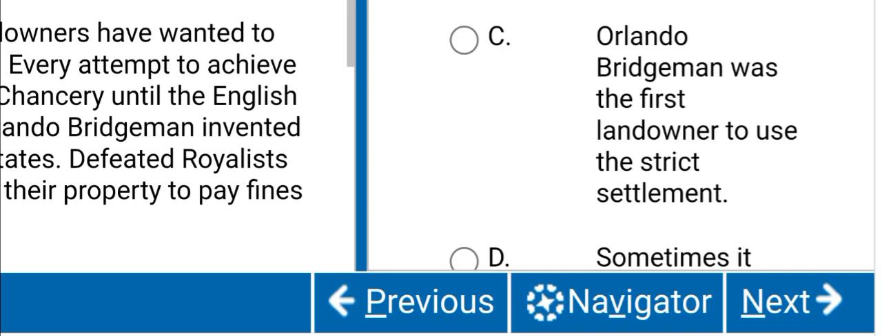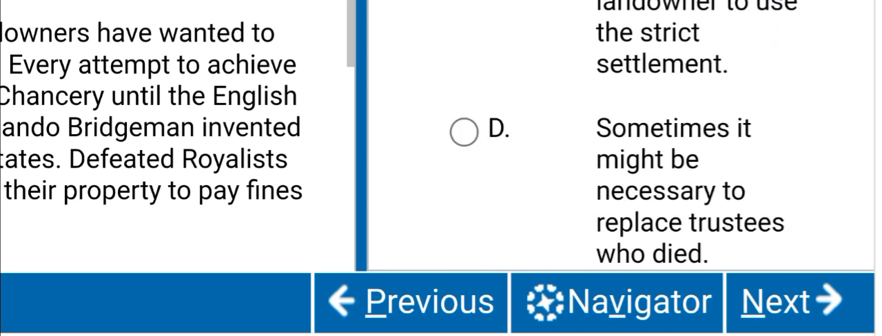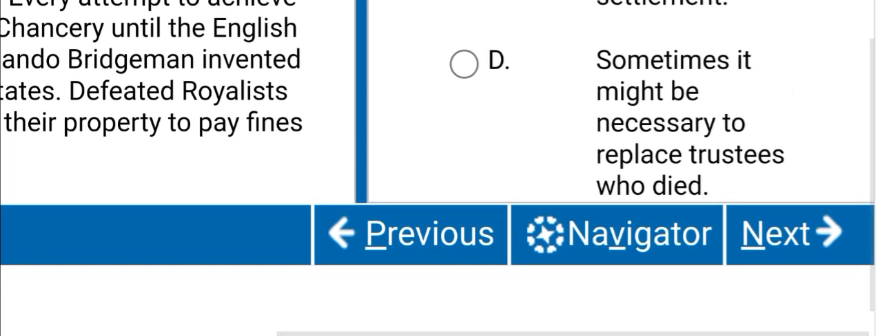Option C, Orlando Bridgeman was the first landowner to use the strict settlement. Option D, sometimes it might be necessary to replace trustees who died.